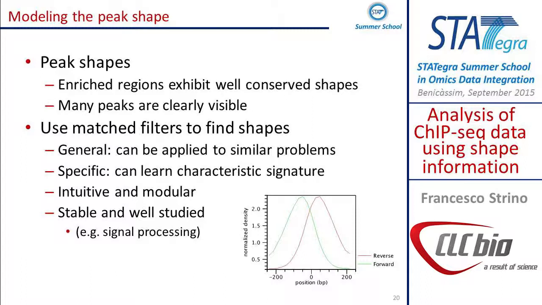And so the idea here will be to use a match filter. The idea of the match filter is we know the shape it should have, and you just run it through the genome and find where the shape occurs. The idea is that this is very general. It's been used in signal processing for many years. It's still specific because you can actually learn the shape that you're interested in, and you don't have to hard code it or just make up a simplified model.